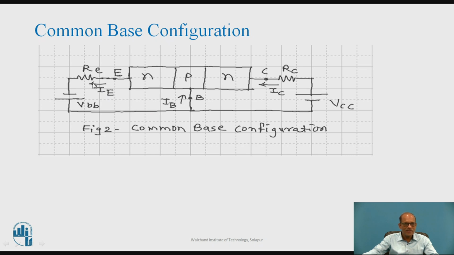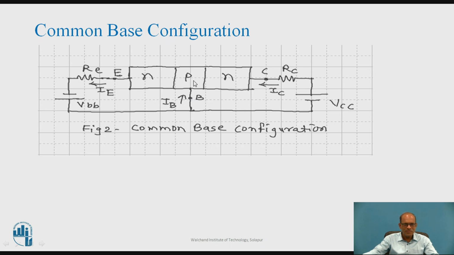Now resistance Re limits the emitter current, and the resistance Rc limits the collector current. So Ib is the base current, IE is emitter current, and IC is collector current. Now as the base emitter junction is forward biased, the emitter emits the electrons. These electrons will reach the base region, then a few of them recombine with the holes which are available in the base region, and they will produce the base current.